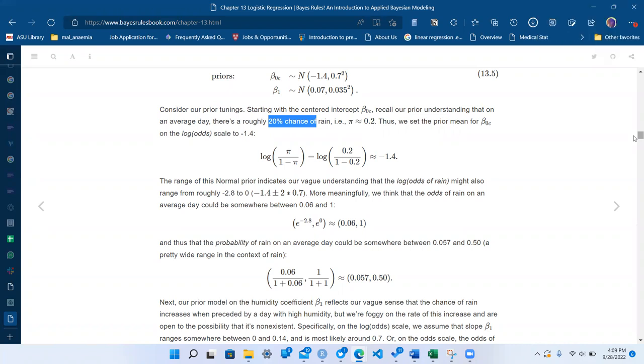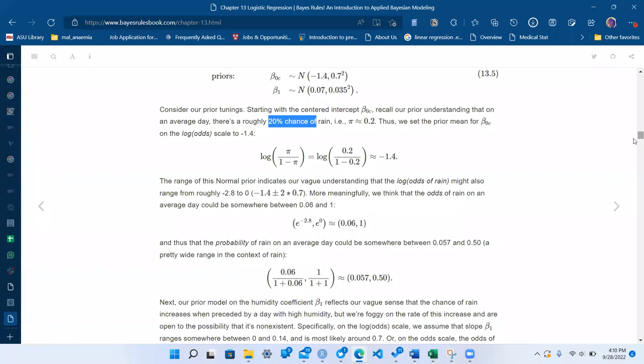There are times where they just use whatever rstanarm gives them, because you can ask what priors you picked and then just say, oh, here's our priors, just copy them back. But in this case, it looks like they do have some justification. Okay, it's a 20% chance of rain. The log odds for that is minus 1.4, so we'll use that as a mean. And then we wanted a good large spread from that. So they did give a large spread by using the 0.7 standard deviation.